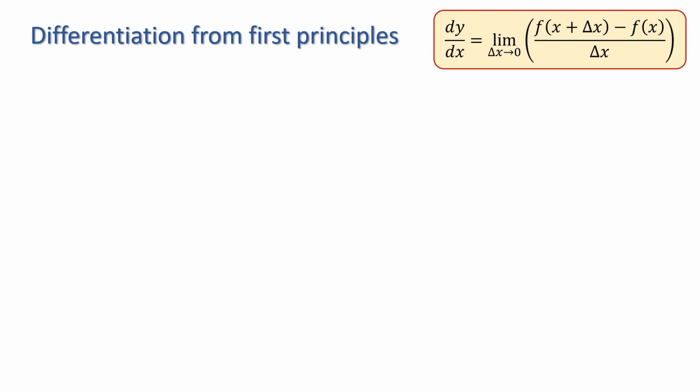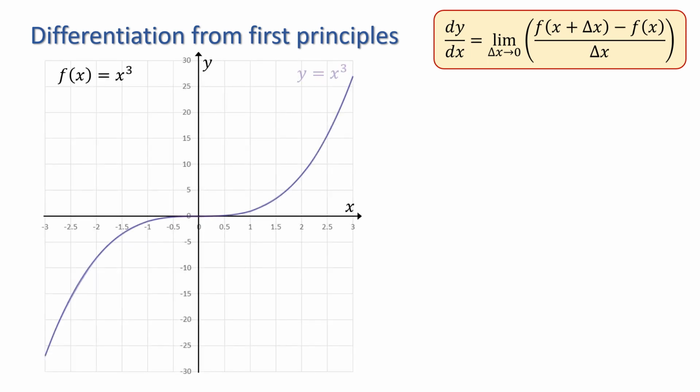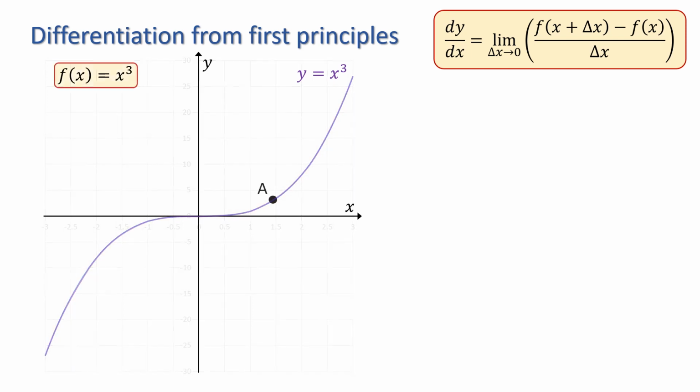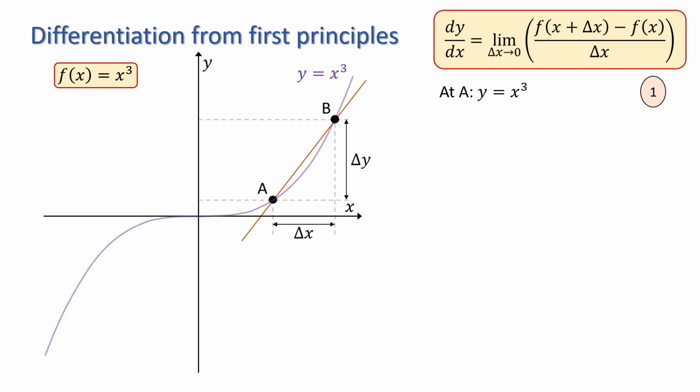Now let's look at an example to see how this works. Consider the curve described by the function f(x) = x³. Here we see the function plotted for x values between -3 and 3. Let's take a point A on the curve. If the x-coordinate of A is x, then the y-coordinate of A is x³, since it's on the curve. Now, as we did before, we consider a point B on the curve a distance delta x away from A in the x direction.